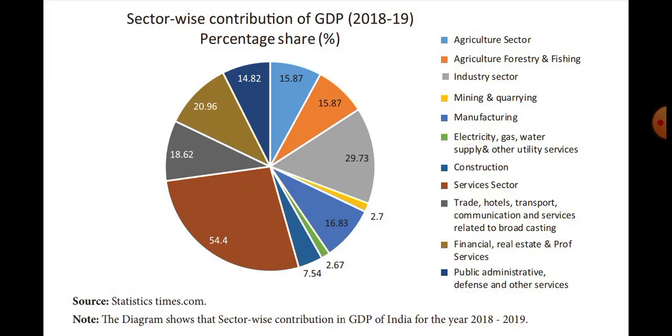Here the service sector is contributing more. How much percentage are we contributing through services, students? Very good, 54.4 percent we are contributing through the services sector alone. Okay, can you understand, students? Continuation of this lesson I will teach in the next class.